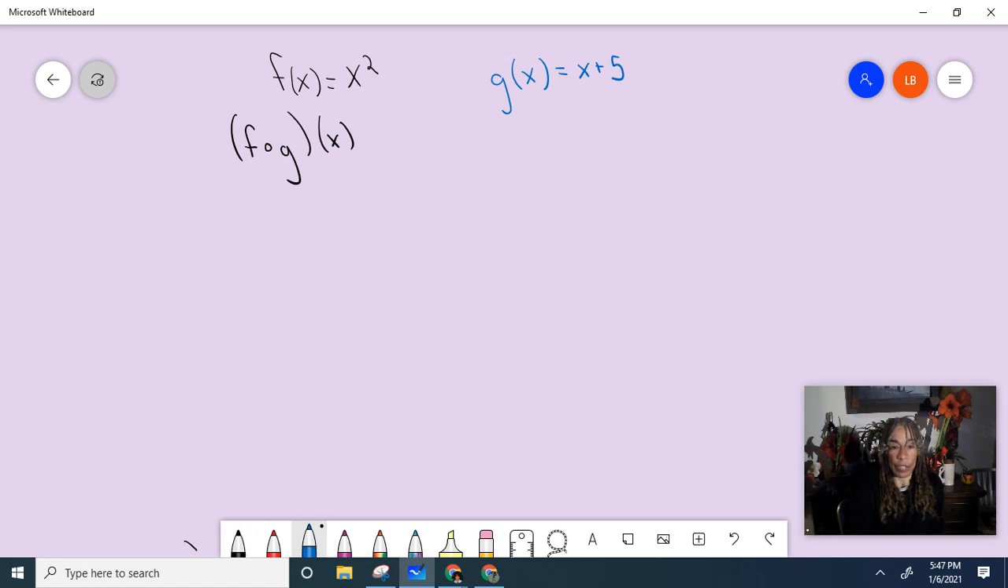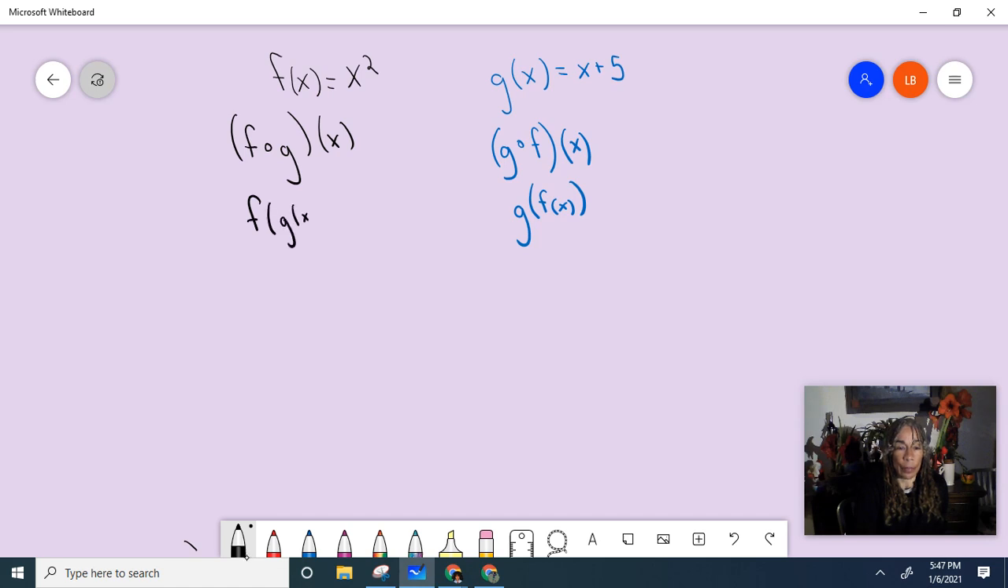And if I wanted to find g of f of x, that would be g of f of x, which is kind of weird notation. Get used to it. That's just what it looks like. And what this really means is g of f of x, which means I stuff f of x into there. And conversely, this one really means f of g of x. So that's what we need to find.